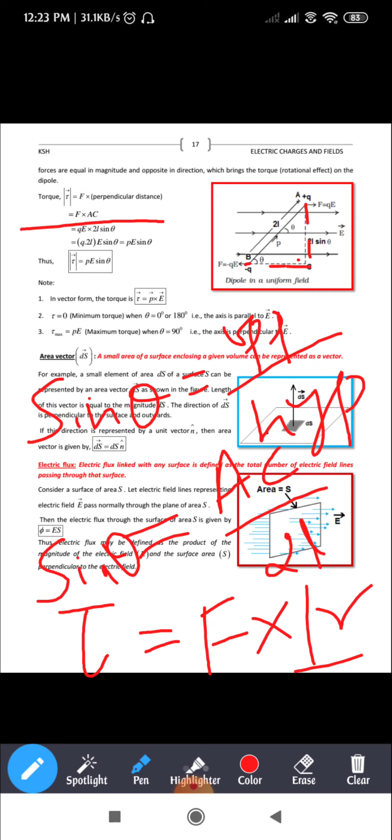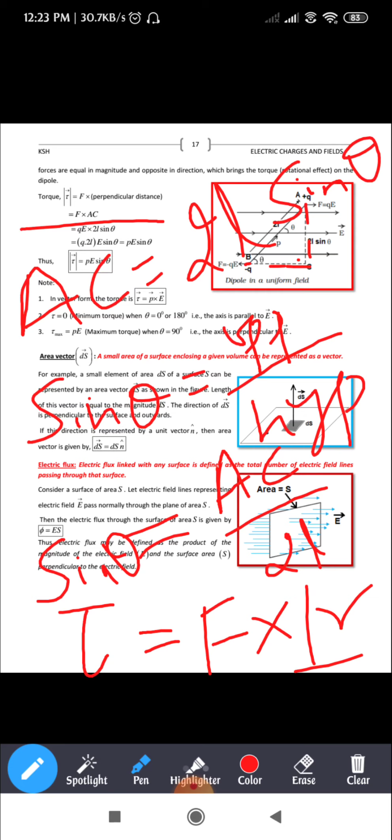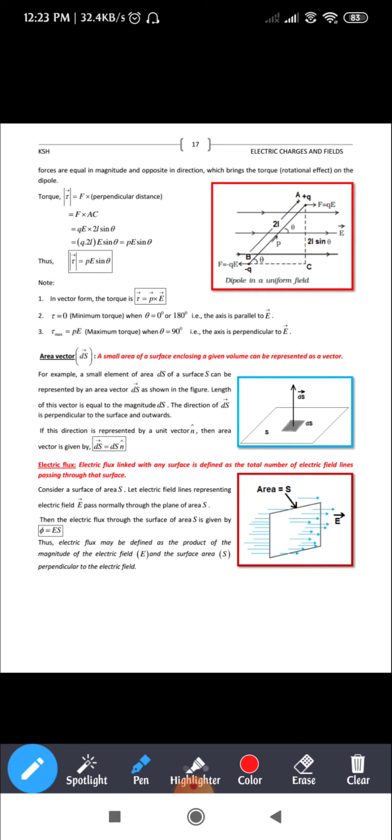So I want the value of AC now. I'll take AC on the left hand side and the sine theta on the right hand side. So if I do that, AC comes out to be AC is equal to 2l sine theta, right? Mathematically. So that is what has been written there. Here we have substituted the value of AC. F is the force experienced by any of the charge we can take.